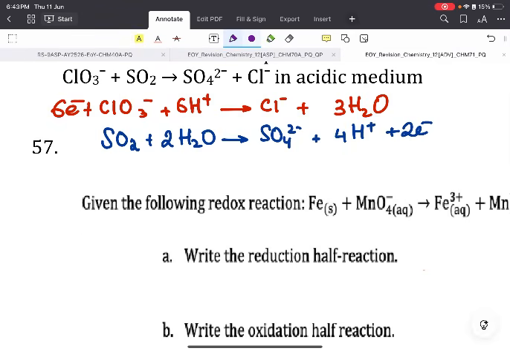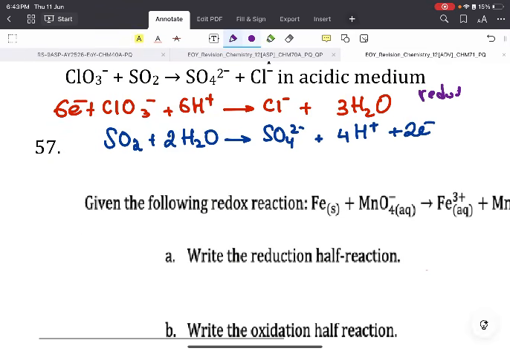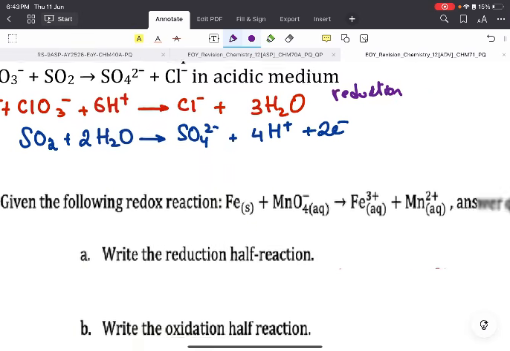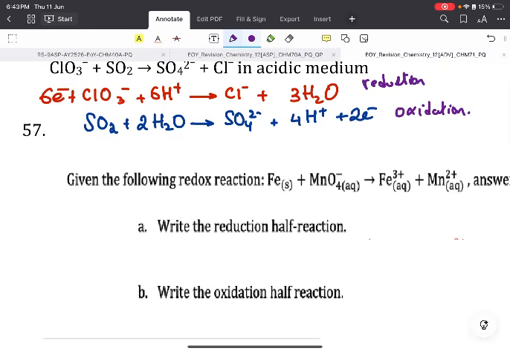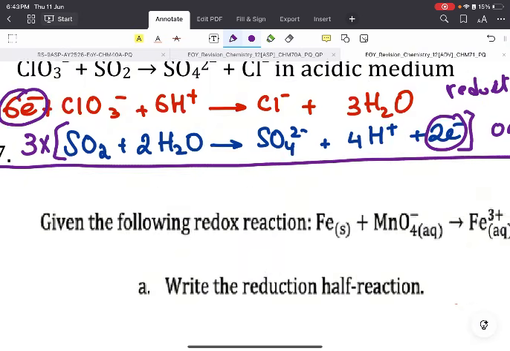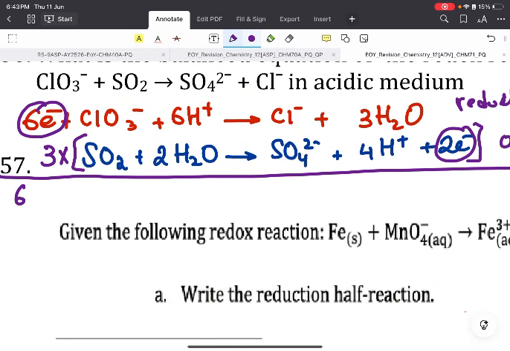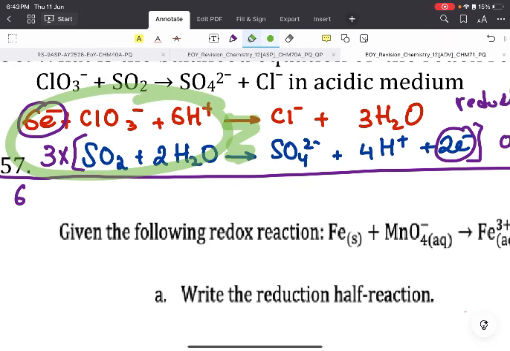The next step, you're gonna add the half reduction with the half oxidation. But you need to make the number of electrons lost and gained equal. Here I have 6 electrons gained and 2 lost. So I'm gonna multiply this whole equation by 3 so that I have 6 gained and 6 lost. And I'm going to write the overall. So 6 electron, you see, here are the arrows. I'm gonna write everything here before the arrow and everything here after the arrow.